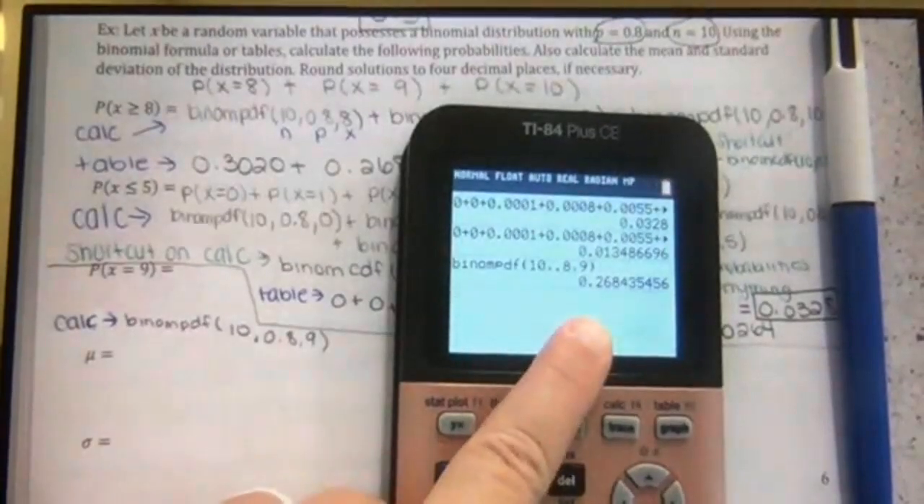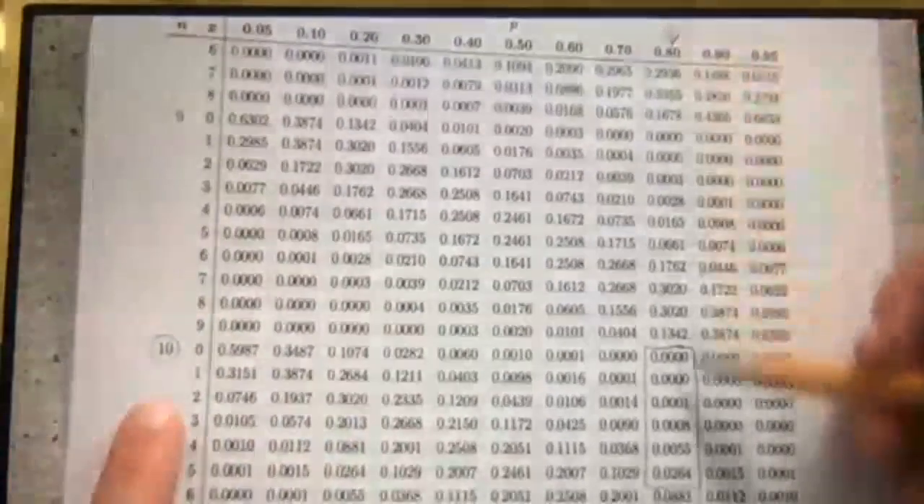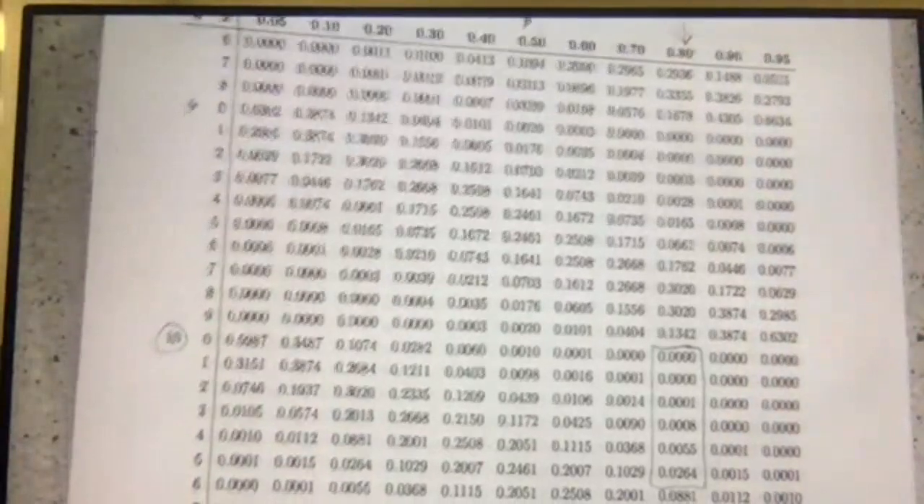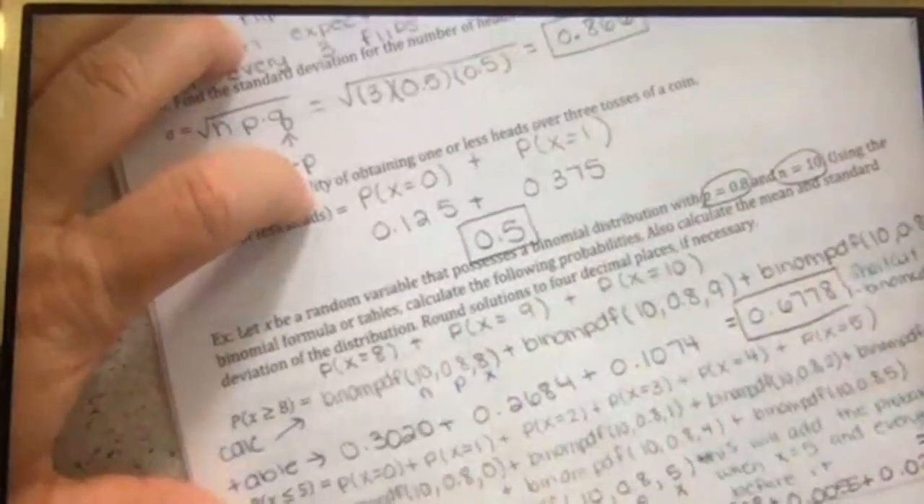There you go. 0.2684. Or you can also look at your table. Going back to our same place we've been looking, when our p-value is 0.8, n is 10, and x is 9, we get 0.2684. Same thing. If I have the table, I like to use the table because it's a little bit more tangible, but I don't always have a table with me, so your calculator is another option. So either way, 0.2684.